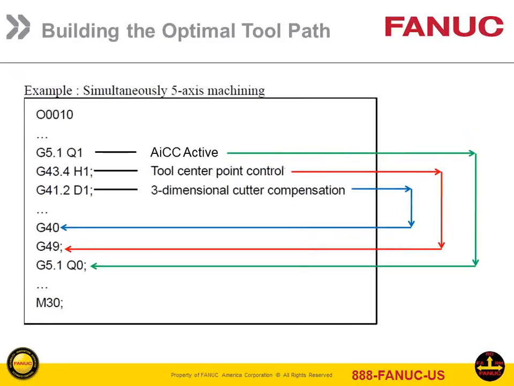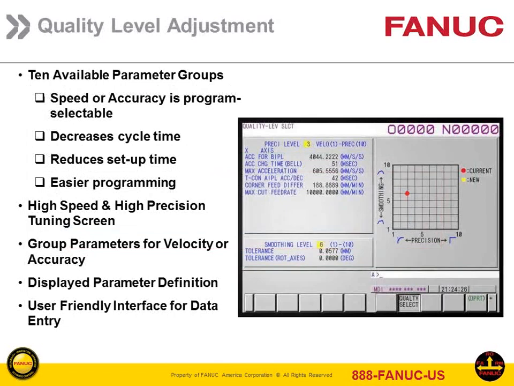Then for 5-axis, it's basically the same. You turn on the AICC, G43.4 H1, and a P1 would turn on tool center point control, and if you need three-dimensional cutter compensation, and then you turn them off at the end. And then we get into quality adjustments. This is where you can set up levels of different quality or speed, however you want to describe it, whether it's precise or less precise, fast or slow.